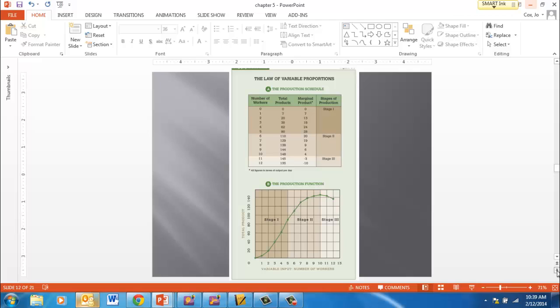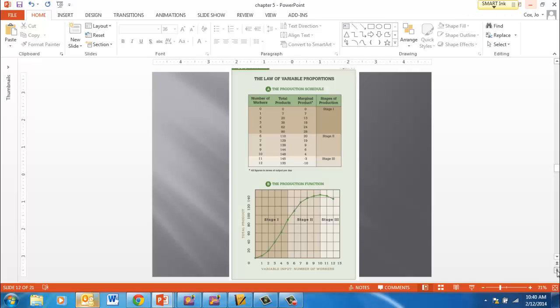Let's say this was a factory. The machinery is the same. The building is the same. They haven't increased space. They haven't added any technology. The only thing that's changed is the number of workers. So look what happens when you add one worker. You get 7 total products, and the marginal product, which is the difference, is 7. So you're adding 7 new products.